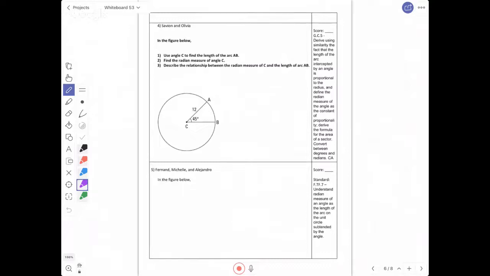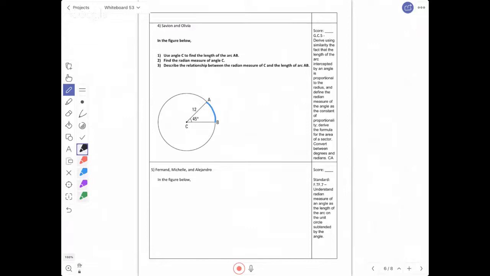Savian and Olivia wrote, use angle C to find the length of the arc AB. Find the radian measure of angle C. Describe the relationship between the radian measure of C and the length of arc AB. Okay, so let's see. Here I'm in degree mode. So to go directly from degree mode to the length of the arc, that's arc AB.